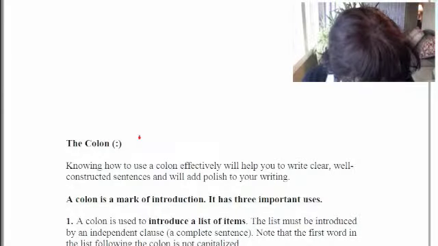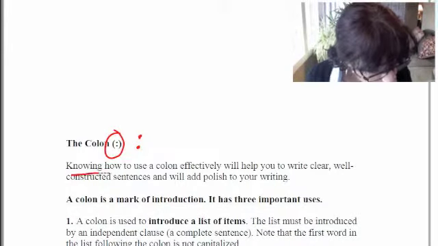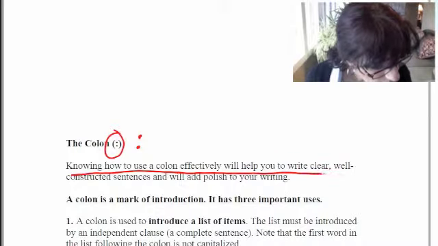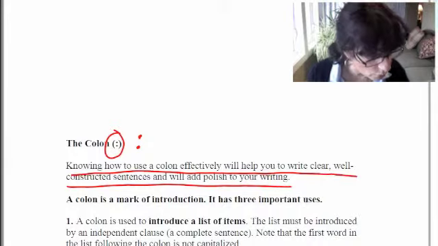Hello, welcome back. This video is going to discuss the role of the colon, a piece of punctuation, and how to use the colon effectively in your writing. Now the colon is formed by making two dots like this, and knowing how to use a colon effectively will help you to write clear, well-constructed sentences, and it also will add polish to your writing.